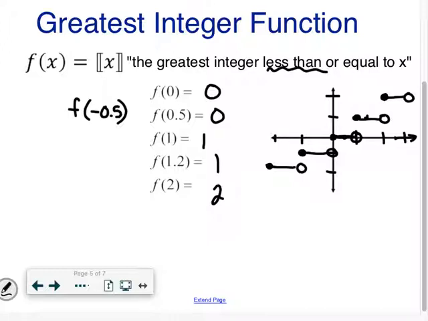Domain would basically be all real numbers, and range would be the set of integers. That's the only outputs you get are integer numbers. You never get decimals or fractions. So in order to answer that question, you could write the set of integers, or mathematicians have something called set builder notation, which you do not yet know.